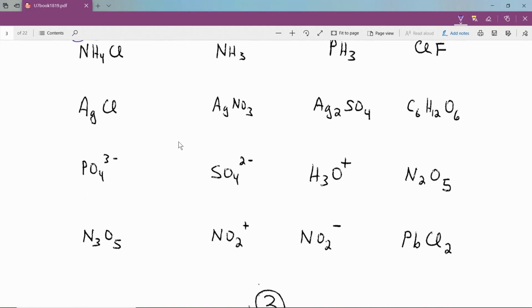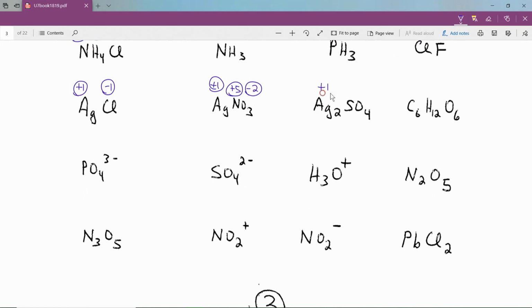AgCl. Halogens, if they aren't fluorine and there's nothing else involved, like to be -1 if they can, and then silver is +1. Silver likes to be +1. Silver nitrate, +1 for the Ag, -2 for the oxygen, +5 for the nitrogen.